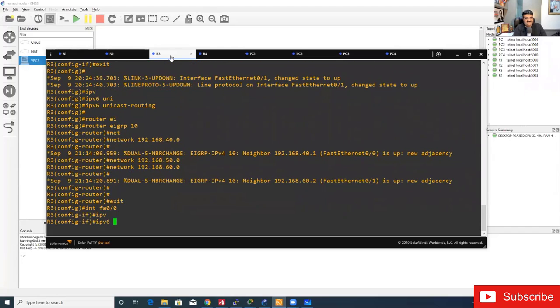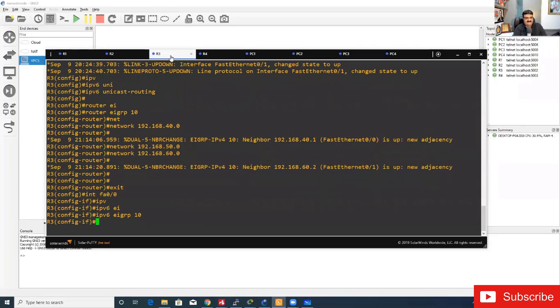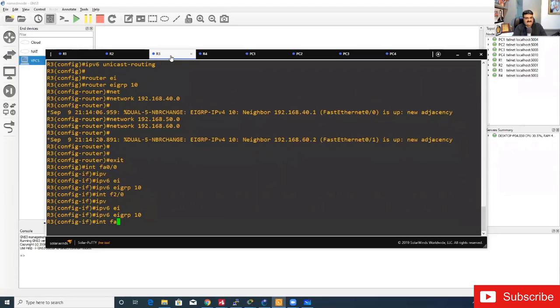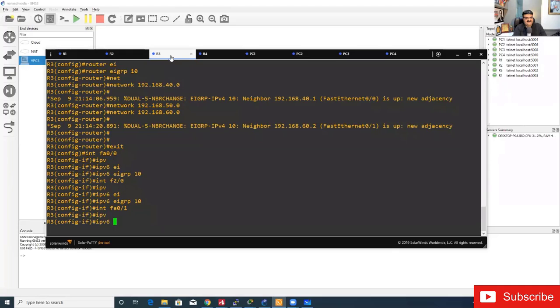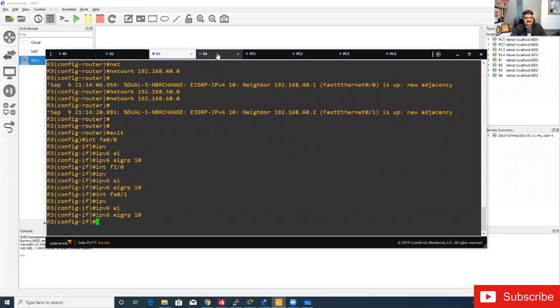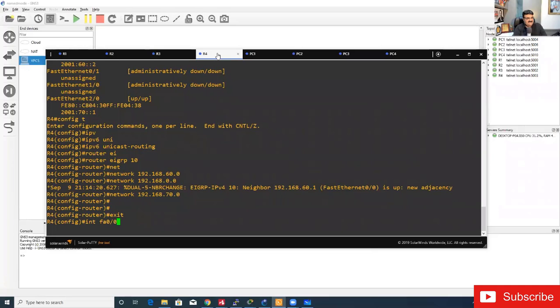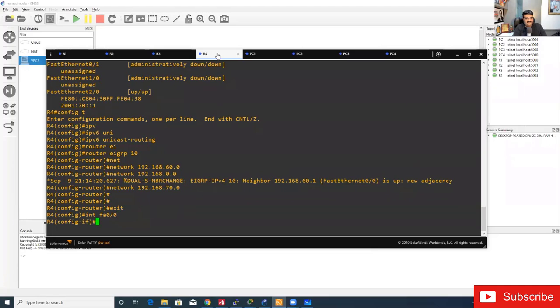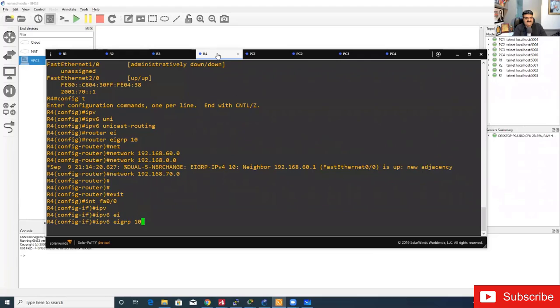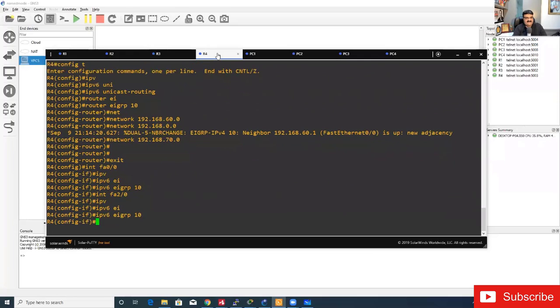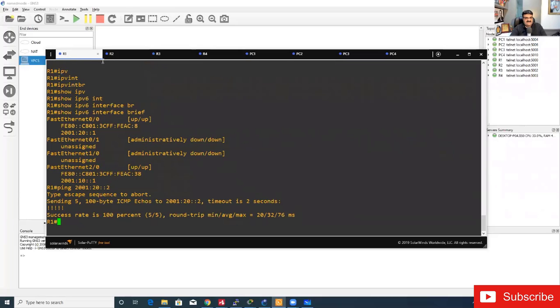IPv6 EIGRP 10 on interface FastEthernet 2/0, IPv6 EIGRP 10 on interface FastEthernet 0/1, IPv6 EIGRP 10. Now R4: interface FastEthernet 0/0, IPv6 EIGRP 10, interface FastEthernet 2/0, IPv6 EIGRP 10. Right? So it is done.